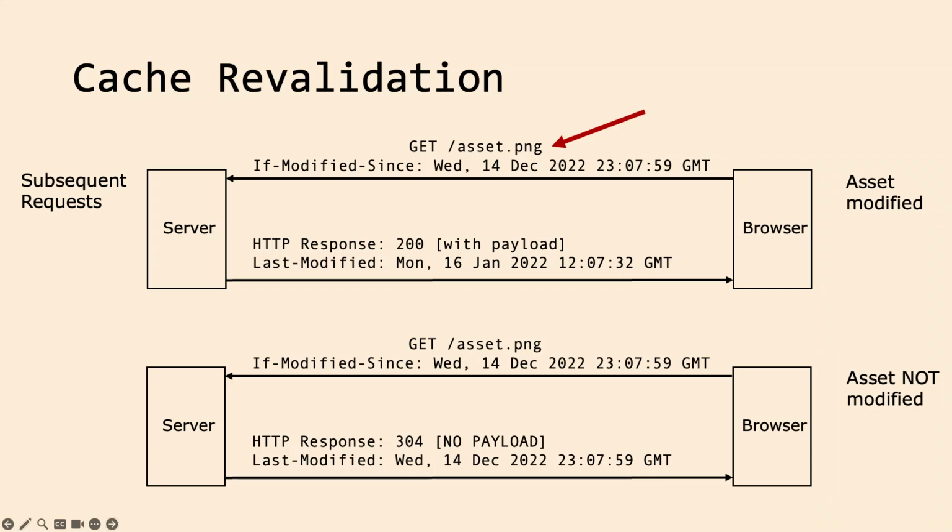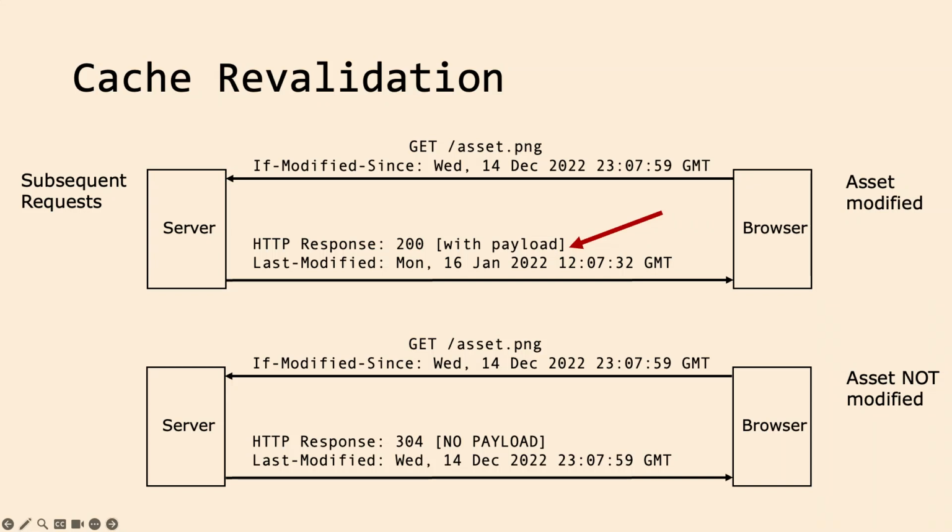In this example here at the top, what has happened is that the asset has been updated since we last loaded it. And so when the server responds, it's going to respond with the 200 response, again with that payload, and it's going to give us a new last modified. So this is what happens if the asset has been modified. So we asked, hey, can we use this?